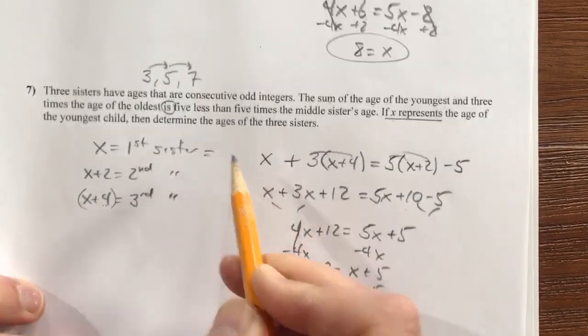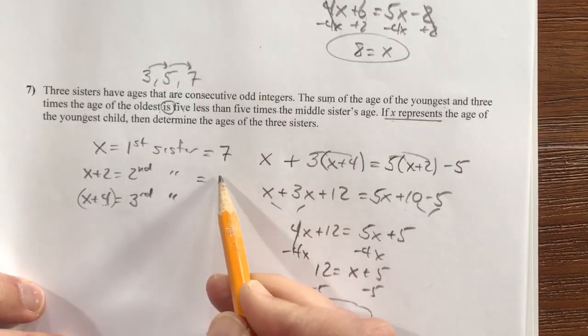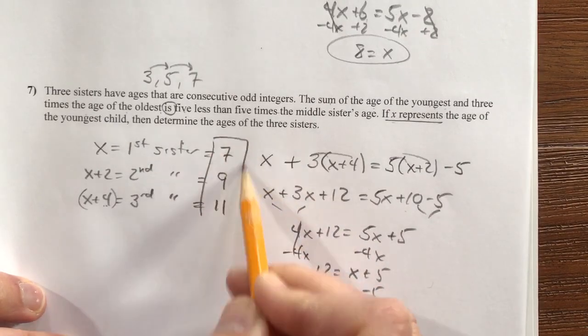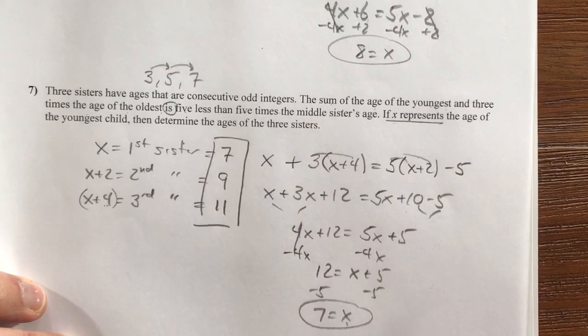So the youngest sister is 7. The next sister must be 9. The oldest sister must be 11. There's my 3 consecutive ages I was looking for.